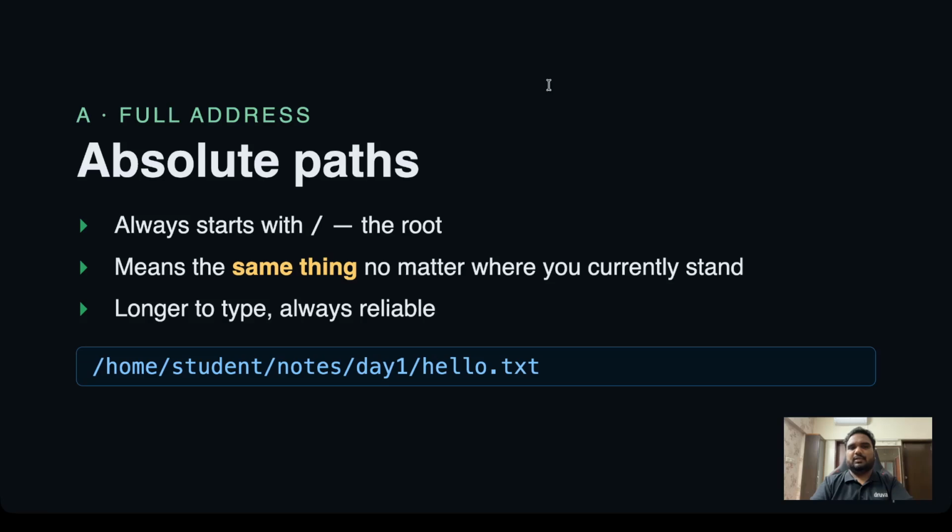So absolute paths. An absolute path always starts with a forward slash, the root. It's the complete address from the very top of the tree. And here's the key property: it means the exact same thing no matter where you currently are standing. /home/student/notes/day1/hello.txt always points at the exact file, whether you are sitting in root, in tmp, anywhere. Rule of thumb, start with slash. It's absolute. Full address, always reliable. A little longer to type, but it's reliable.